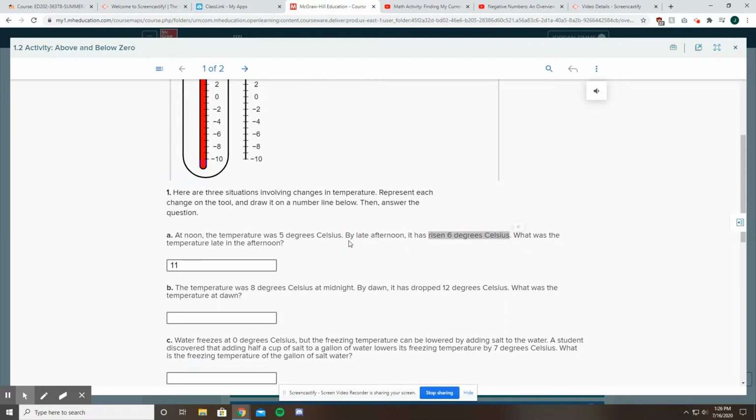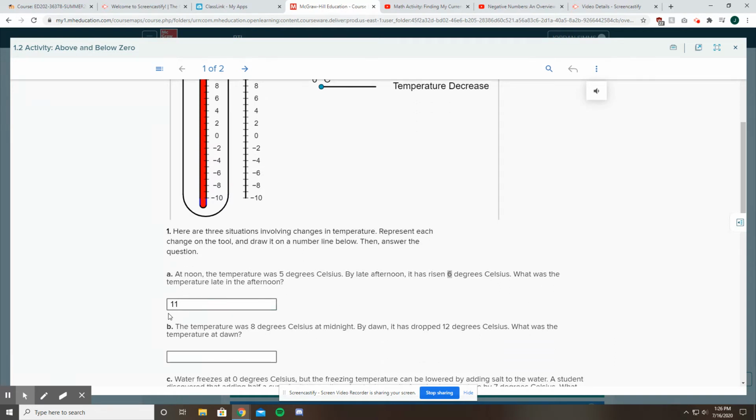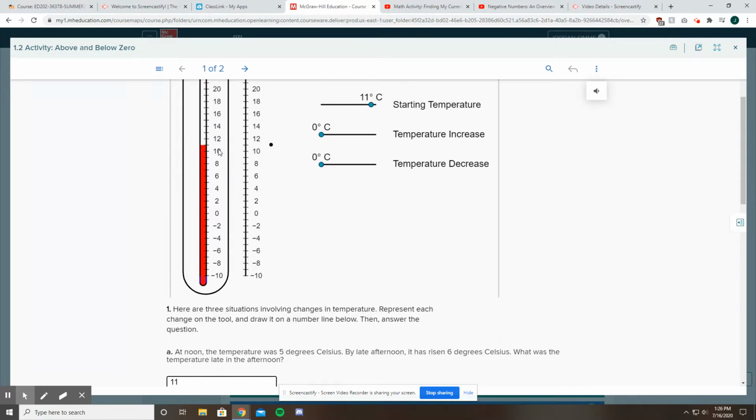And by the late afternoon, it has risen 6 degrees Celsius. So you ask yourself, if it rises, would I go up or would I go down? Well, obviously, as we rise, we go up. And how many degrees do we go up? Right here, it would be 6. So from 5, you go 1, 2, 3, 4, 5, 6. And that would put you at a temperature of 11 degrees Celsius, right there in between 10 and 12.